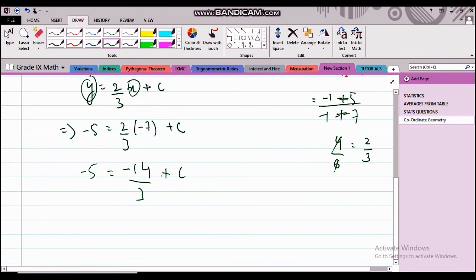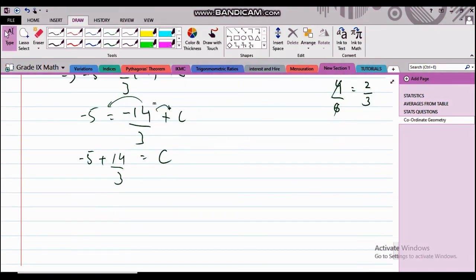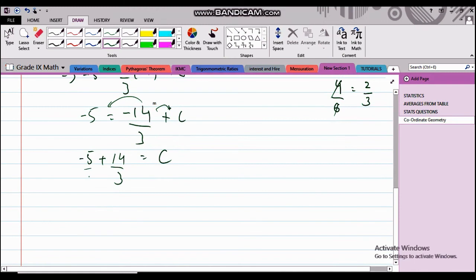Now this is being added here by c, so I'll take it to the opposite side. This converts minus 14 over 3 into plus 14 over 3, which is equal to c. Now I need to take the LCM of these two. As you know, this is a fraction, so 3 and 1 would give me an LCM of 3, so I need to multiply, giving me the result minus 15 plus 14 over 3. So what does my result come to? C comes out to be minus 1 over 3.